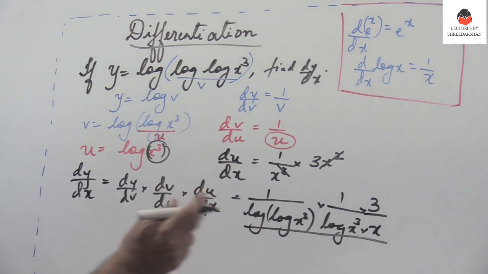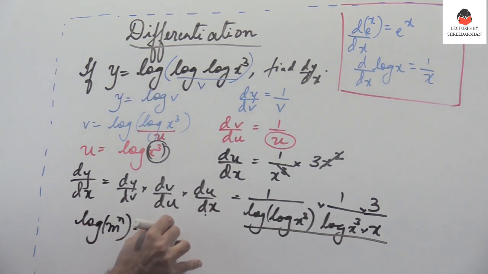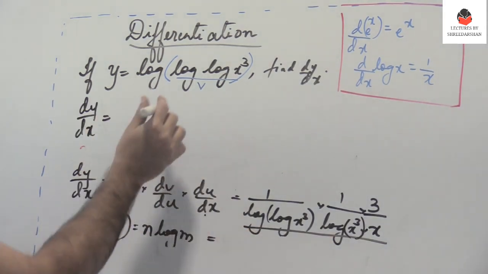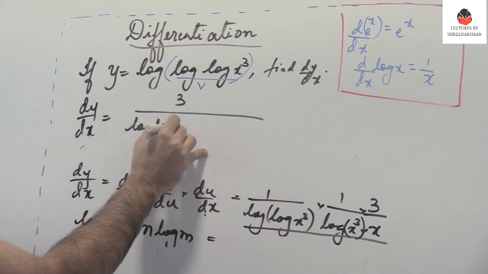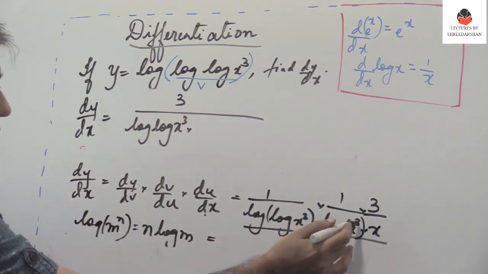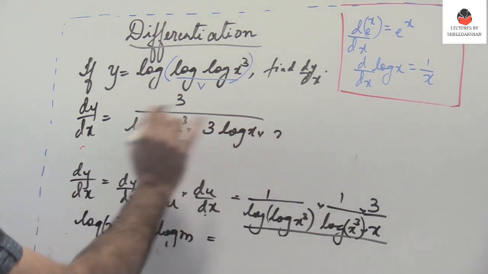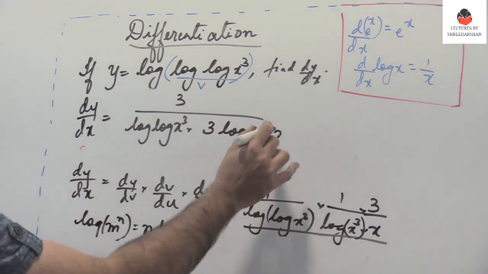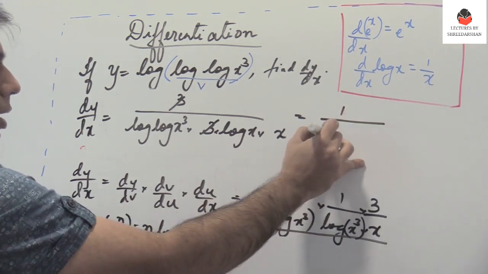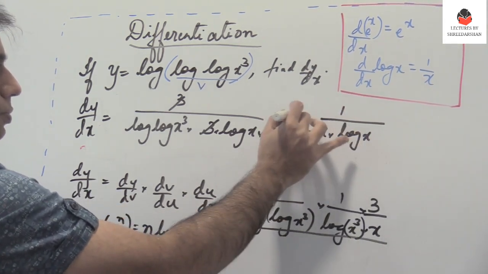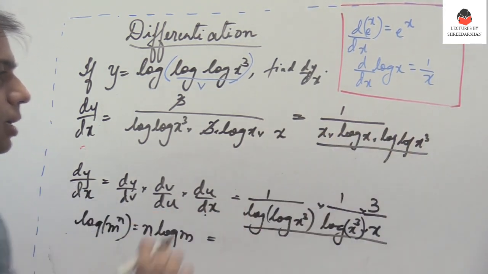Now can I simplify it further? Yes. So we know that log m power n equals n log m. So here this can be written as 3 divided by log of log x cube into log x cube is 3 log x into, here I have x. So 3 and 3 will get cancelled. So the final answer is 1 by x into log x into log of log x cube. So this is the final answer.